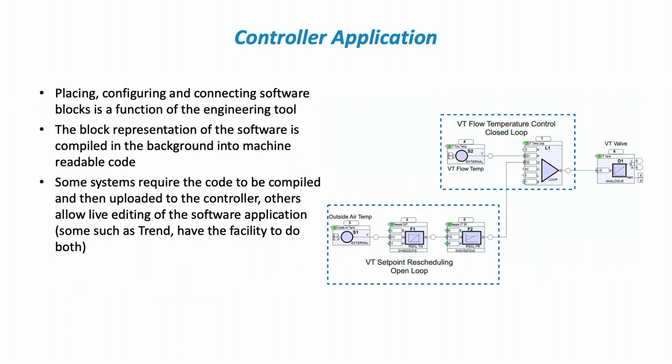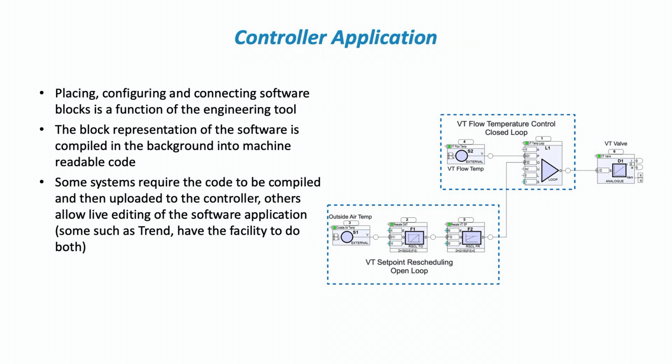This is a more common controller application. What we've done here is we've defined a variable temperature circuit and an outside air temperature rescheduling set point. And again, it's just a diagram to illustrate the point. Although this is overly simplistic, this is a fully functioning piece of software. It looks at the outside air temperature. It creates a flow temperature set point based on the outside air temperature. We then look at the variable flow temperature itself. We compare that with the set point that we've calculated, and we position a valve to try and maintain that flow temperature where it needs to be.